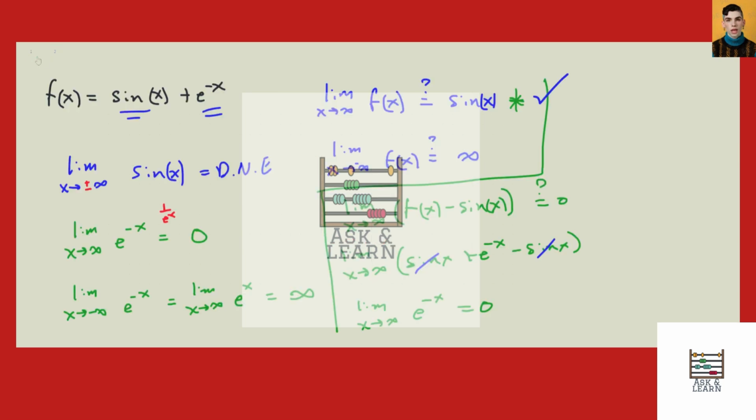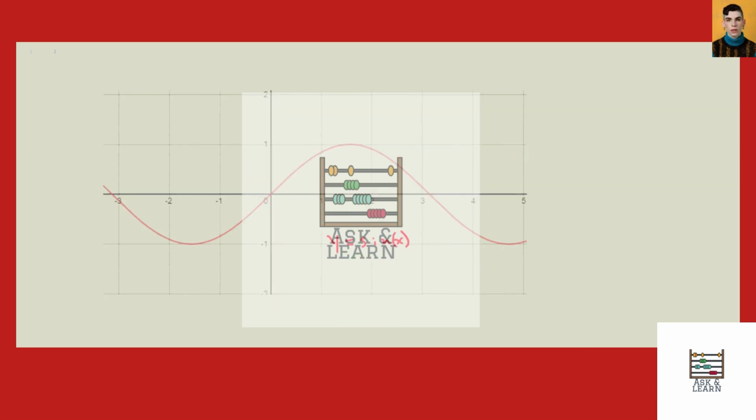One other thing that we should probably do before, let's find f of 0, just so we have an idea of where we're starting. So f of 0 is equal to sine of 0, which is 0, and then e to the negative 0 would just be e to the 0, or 1. So f of 0 is 1. All right, so we can go ahead and plot that there.